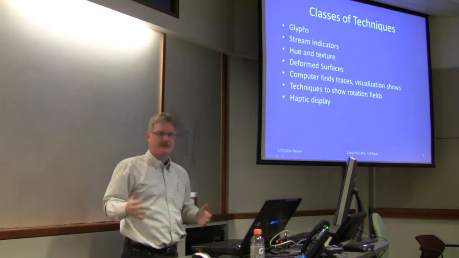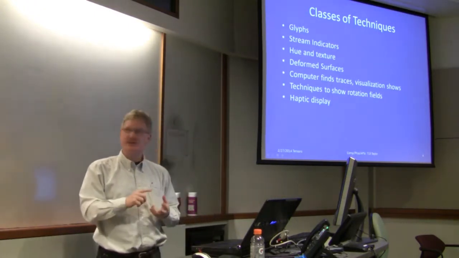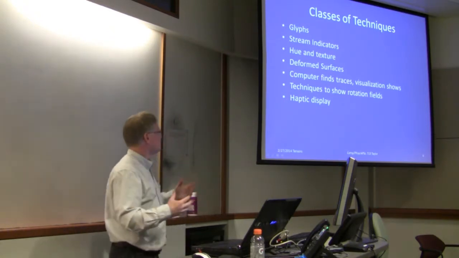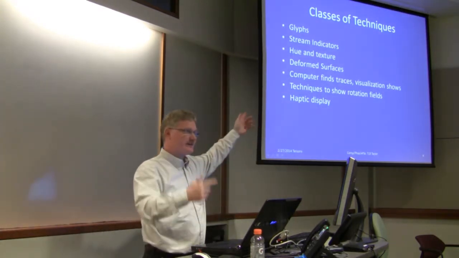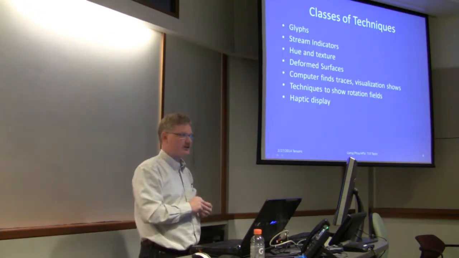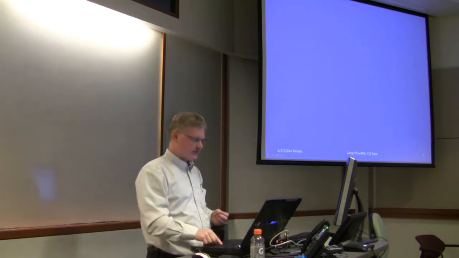So we've got a different set of classes of techniques, right? There's glyphs, which we're going to have more of than we had previously. Stream indicators, hue and texture, deformed surfaces, and then computational, finding the traces and showing them. This is what we were seeing as eigenvalues. Some particular techniques to show rotation fields, and then a separate discussion of haptic displays of tensor fields.